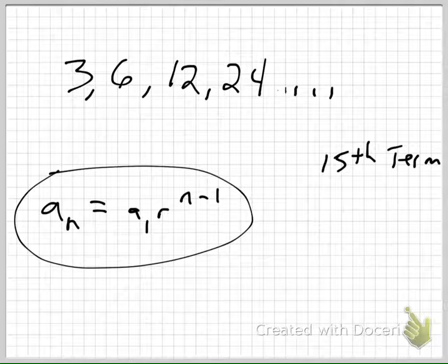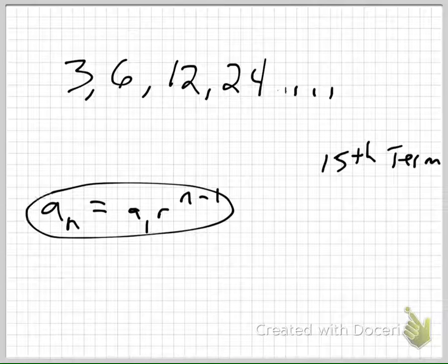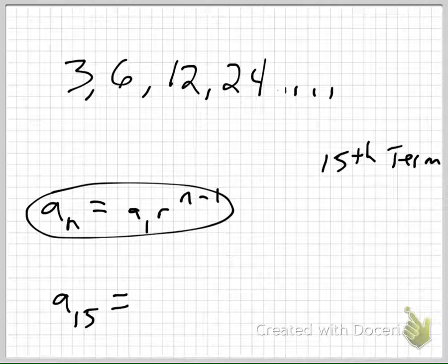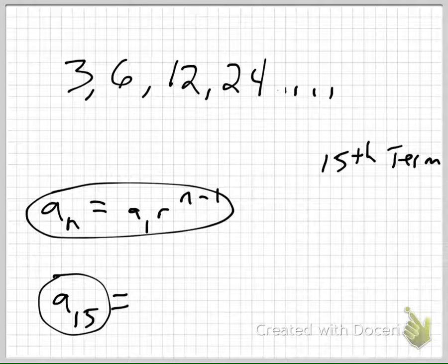Anyway, it wouldn't. But anyway, so there's this. Okay, let's do it then. Let's plug it in. A to the n. The n is the term I'm looking for. Does that make sense? So what am I looking for? I'm looking for the 15th term. So it's going to go A15 equals. In other words, that's the number I'm looking for, the 15th term.